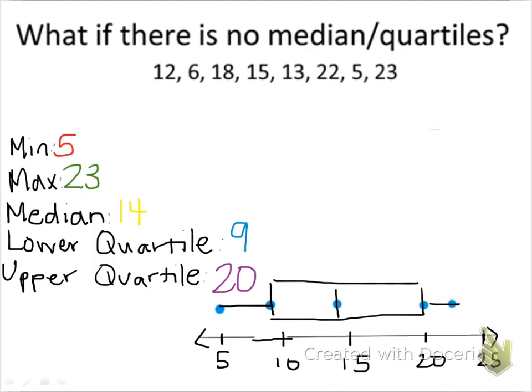Then I connect my dots by drawing vertical lines and then drawing my horizontal lines and drawing my whiskers. That's all for now. I hope this makes sense. We'll do lots of practice in class to help you make sure you understand how to draw them. I'll talk to you later.